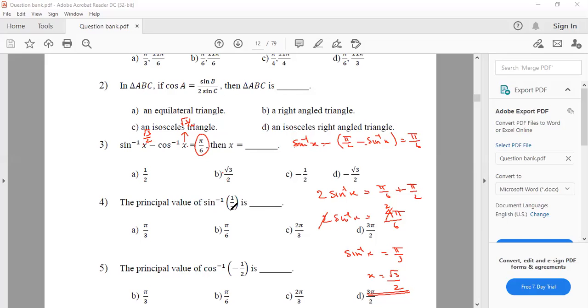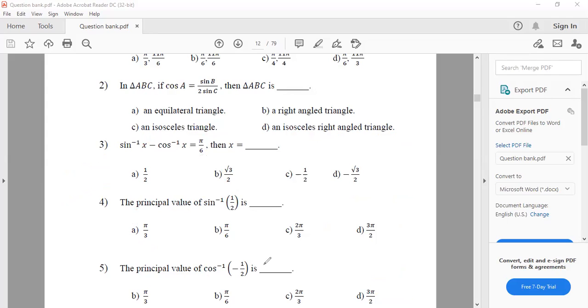Tell me the principal value of sine inverse of 1 by 2. Principal value means lying between minus pi by 2 and plus pi by 2. So the answer is pi by 6, 30 degrees. So principal value means sine inverse should lie between minus pi by 2 and plus pi by 2. Cos inverse x should lie between 0 and pi. Tan inverse x should lie between minus pi by 2 and plus pi by 2, no equal to sign. That's the principal value.